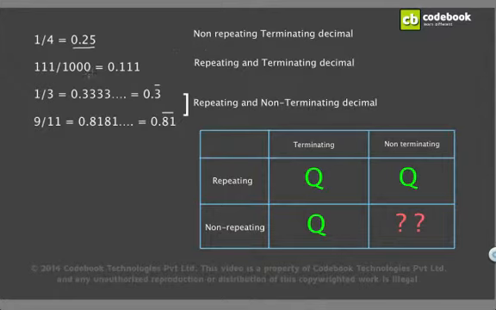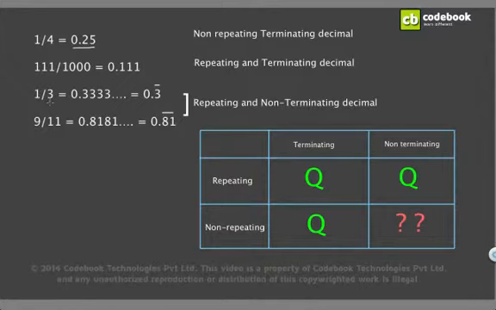But if you observe 111 by 1000, it's nothing but 0.111. As you see, this number is also terminating after a certain number of digits, and the digits are repeating here. The 1 is actually repeated. So these are repeating and terminating decimals because they terminate after 3 digits.